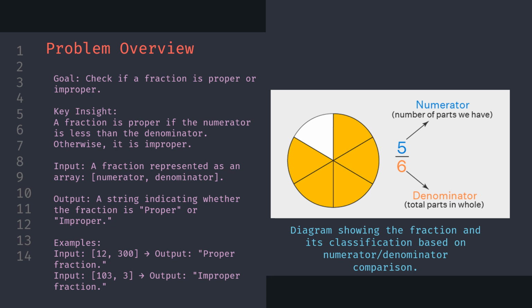A fraction is considered proper if its numerator is smaller than its denominator, when both are positive. Otherwise, it is an improper fraction. For example, the fraction 12 over 300 is proper, while 103 over 3 is improper. The program we will write will make this distinction programmatically.